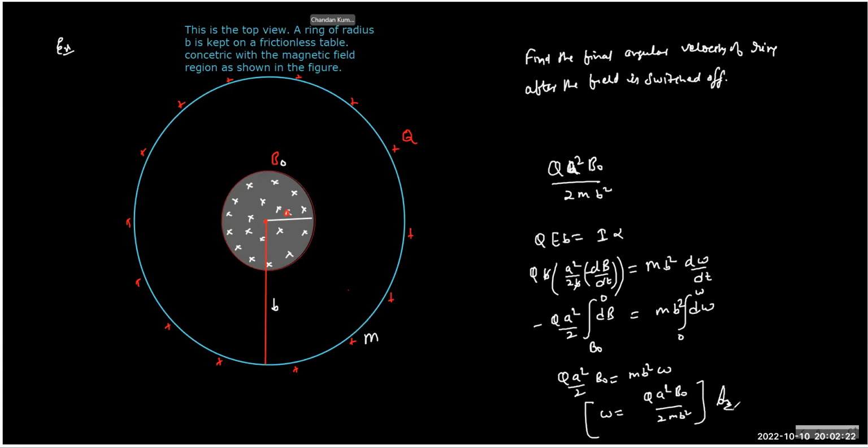So now once you get the omega, you can answer many questions. So what is the... find magnetic dipole moment of loop?